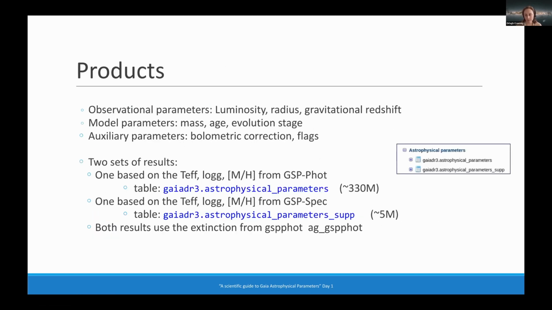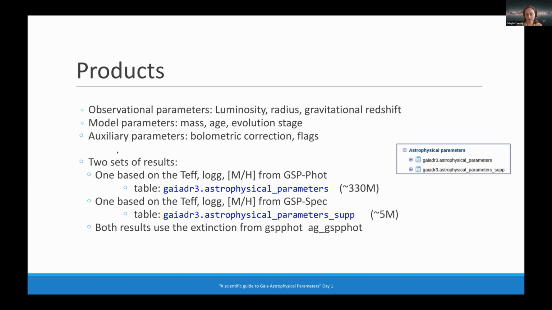Okay, so what does FLAME produce? FLAME produces basically these main parameters here. What I consider observational parameters, meaning very little model dependence, are luminosity, radius, and the gravitational redshift. The model parameters are the mass, the age, and the evolution stage. Then there are some auxiliary parameters, the bolometric correction, which is given so that you can convert back to your absolute magnitude, and some flags. I will explain each of these in my slides.